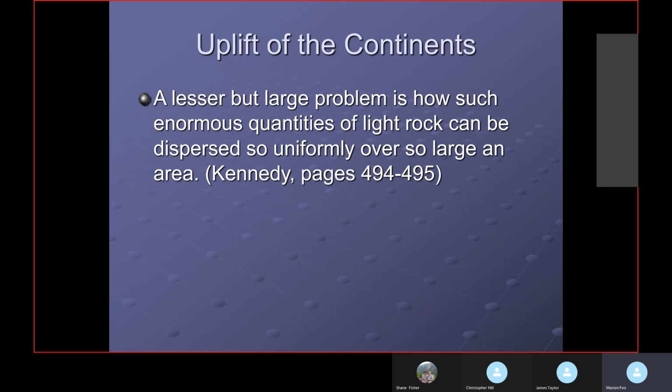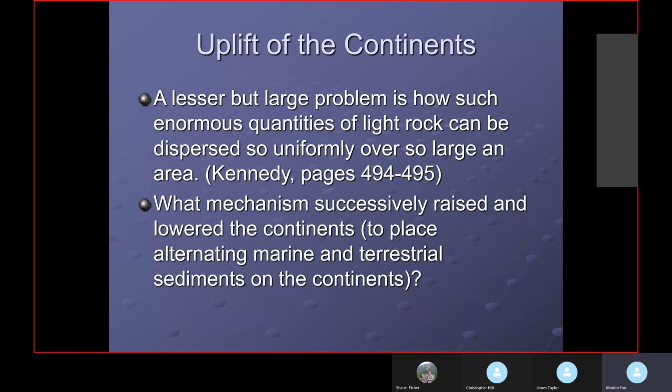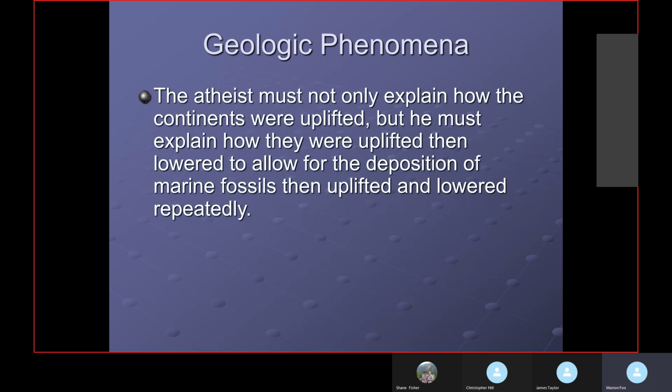Well, that's a large problem. Is how such enormous quantities of light rock can be dispersed so uniformly over so large an area. So how can we get all this uniform so as to lift it up uniformly? And all this region be uplifted uniformly. What mechanism successfully raised and lowered the continents to place alternating marine and terrestrial sediments on the continents? So how did we get the continents raised up and then lowered again, back and forth? How did this occur? Now, the atheist must not only explain how the continents were uplifted, but how they were uplifted and lowered to allow for the deposition of marine fossils, and uplifted and lowered repeatedly.